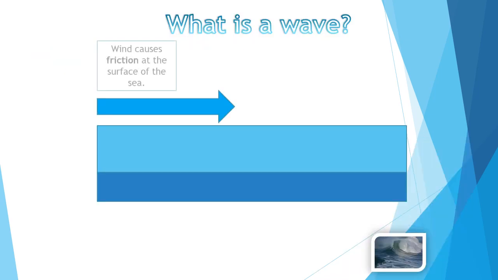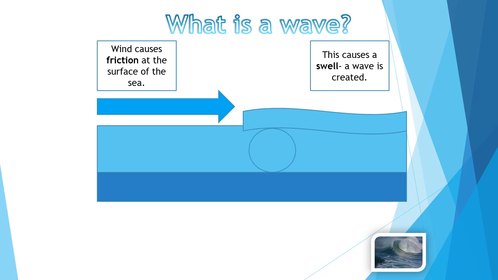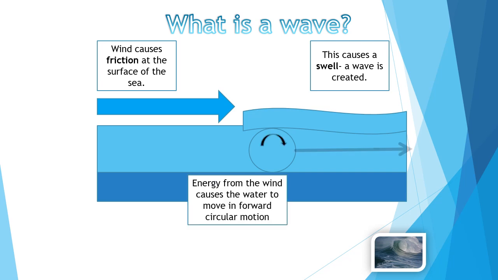Wind passing over the surface of the sea creates friction between the air and the surface of the water. This pushes particles of the water forwards, creating a swell, which is the beginnings of a wave motion. The particles of water are pushed forwards and downwards, creating a circular motion within the sea, with more particles being pulled up to fill the space between them. And there's a series of these across the ocean.